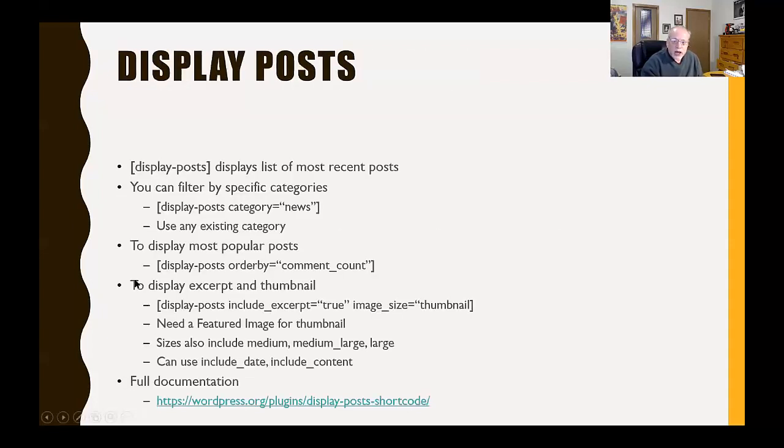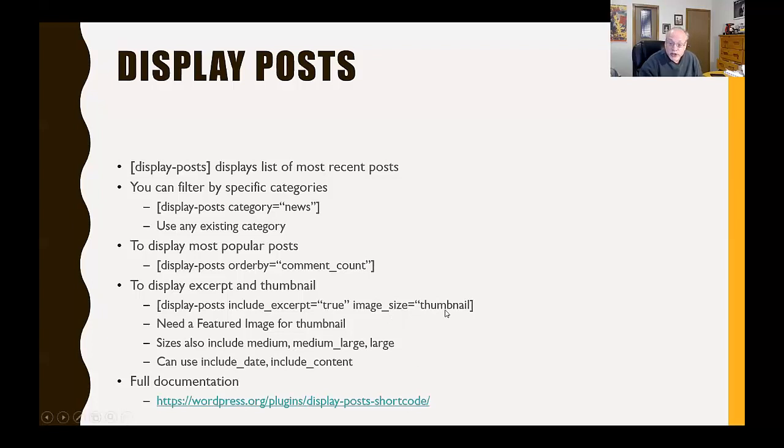Display your most popular posts by comment count after display-posts and a space, orderby equals, and then in quotation marks, comment_count. And these have the brackets on both sides. To display an excerpt and a thumbnail, display-posts, space, include_excerpt is true, and image_size equals thumbnail.